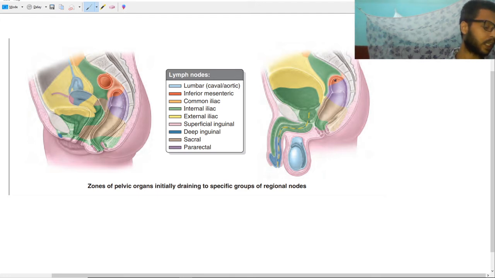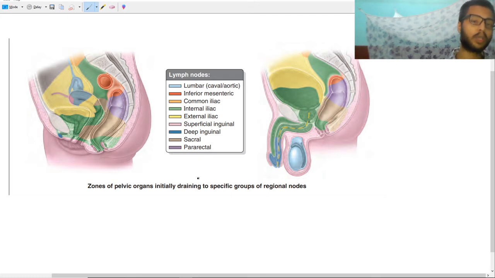And internal iliac lymph nodes, this green color, drain inferior pelvic structures, deep perineal structures, sacral nodes, okay, and external iliac lymph nodes drain anterosuperior pelvic structures, and deep inguinal nodes, okay, deep inguinal nodes and external iliac structures.